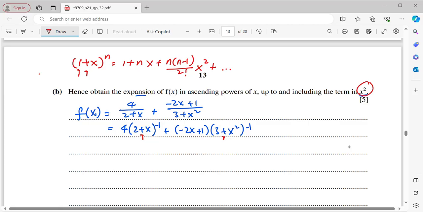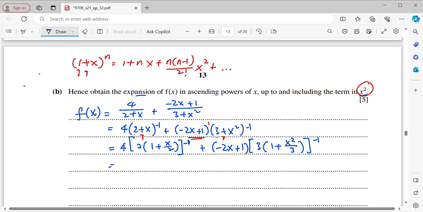The first term, this -2x plus 1, we don't need to expand because it's degree 1. So then what you need to do is just convert the 2 to be 1 and the 3 into 1. Okay, so we need to convert these two. To convert it, you just factorize the 2. Then I will get (1 plus x over 2) to the power -1, plus (-2x plus 1). Factorize the 3. So you will get (1 plus x squared over 3) to the power of -1.